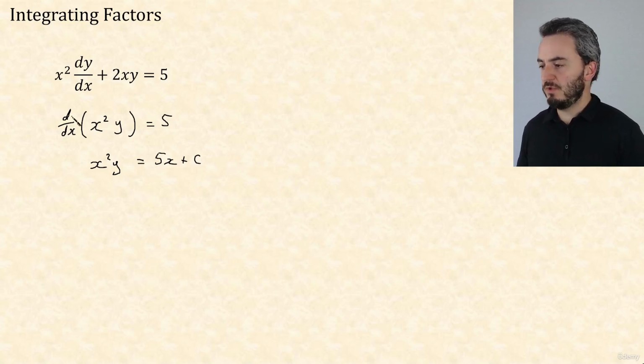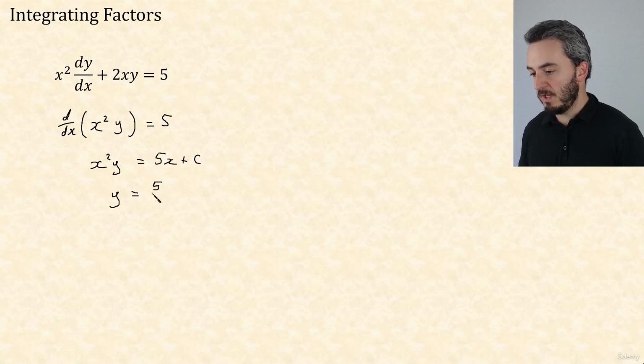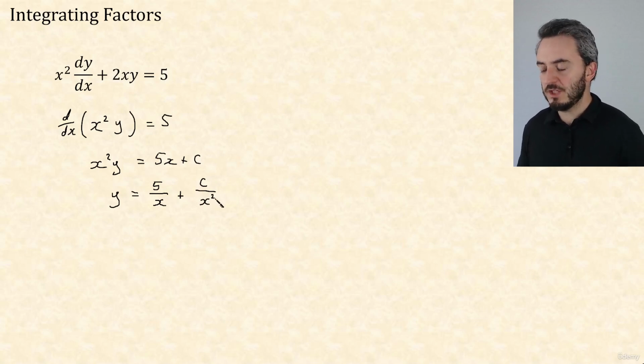Just to recap that, if the derivative of a thing is 5, then that thing must be the integral of 5. Now, all we do to polish this up is say, well, y equals, let's see, 5x divided by x squared is 5 over x, and then c over x squared, and that would be the general solution to that differential equation. So what does this tell us?